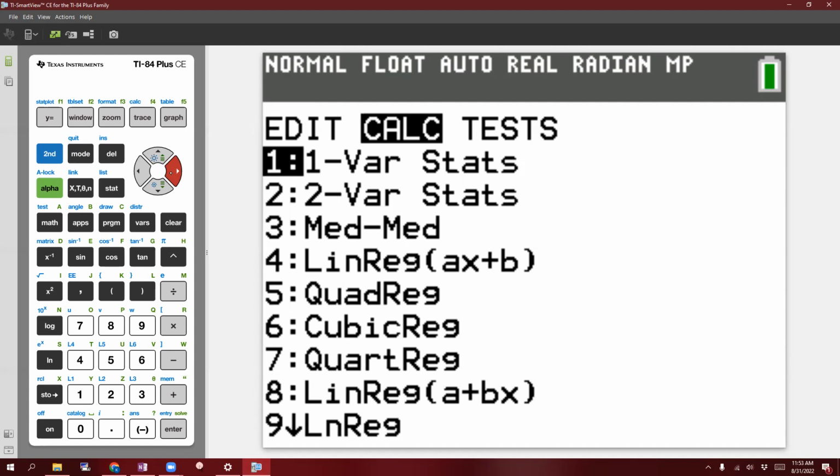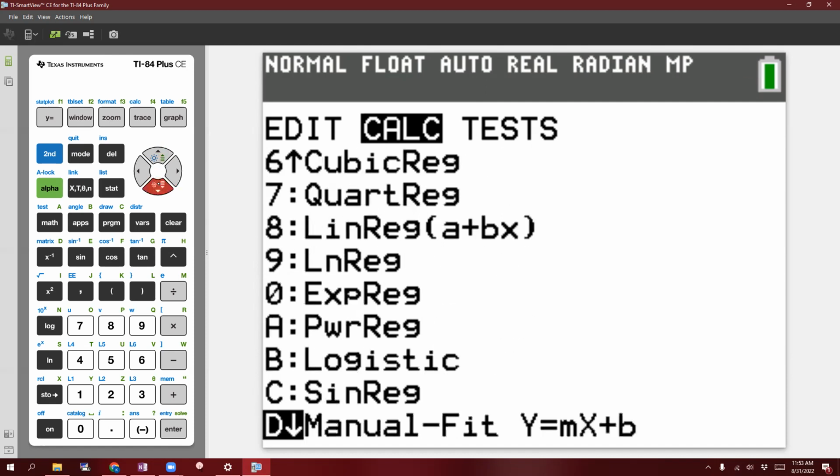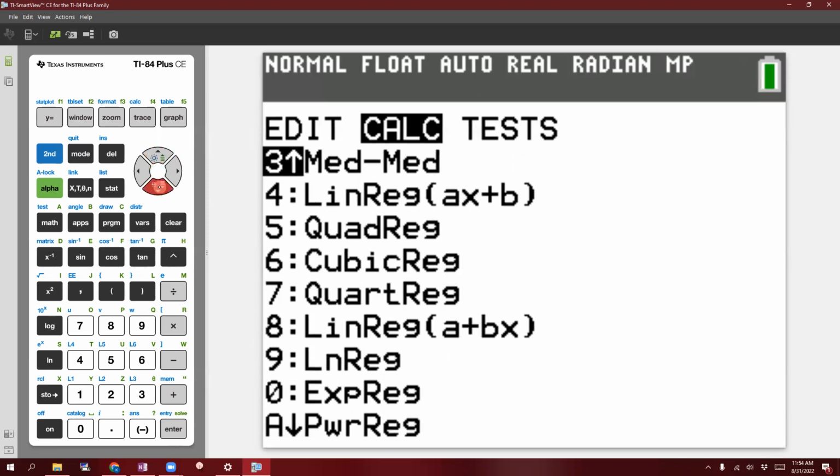But we have quadratic regression, cubic regression, quartic, which would be something to the 4th power. Number 9 is natural log regression. Then we have exponential regression. We have a power regression model. We have a logistic, so using logs. And we have a sinusoidal regression. So we have all sorts of different types of regression models that your calculator can use, and you will use those depending on what classes you take in college. But for our point, we're going to go back to number 4.